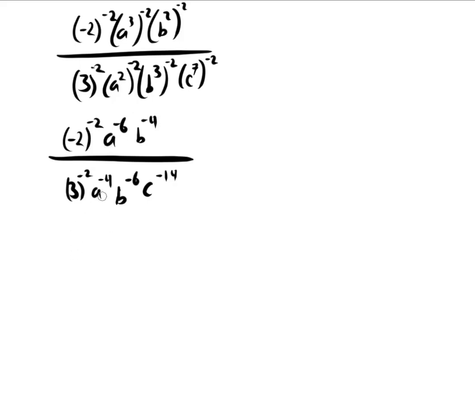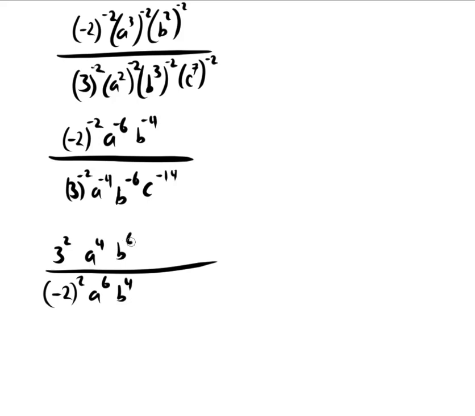The next step is to apply the negative exponent rule. So I'm going to start flipping stuff to the other side. Let me write my fraction bar. I get negative 2 to the squared power, I get a to the 6, right, because it goes to the other side, and I get b to the 4th. And on top I have 3 squared, a to the 4th, b to the 6th, and c to the 14th.